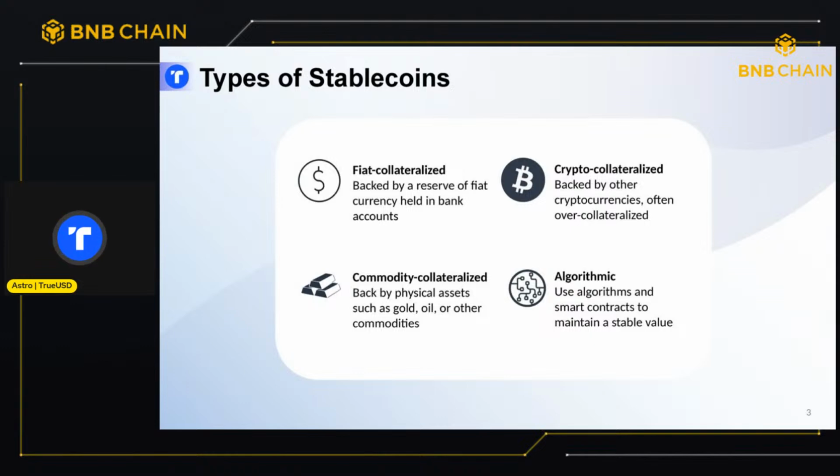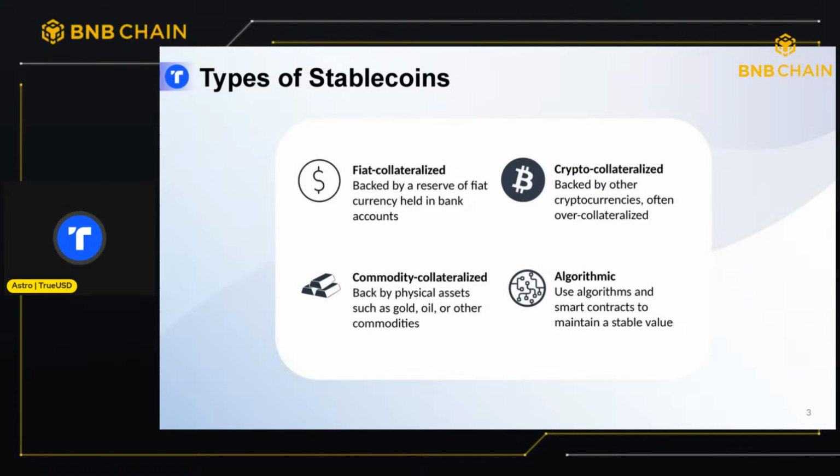These are backed by a reserve of fiat currencies, such as US dollars, held in a bank account. TUSD is an example of this type of stablecoin. We maintain a 1-to-1 peg with the US dollar. This means for every TUSD in circulation, there is an equivalent amount of USD held in reserve, ensuring the value of TUSD remains stable. Next, we have crypto collateralized stablecoins.